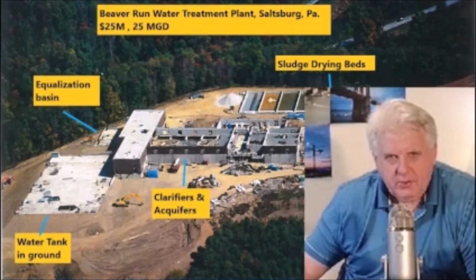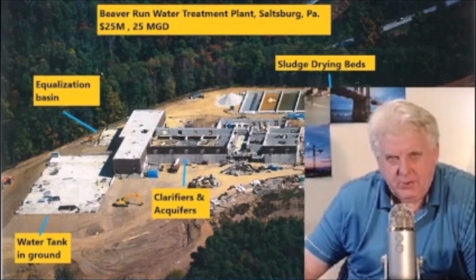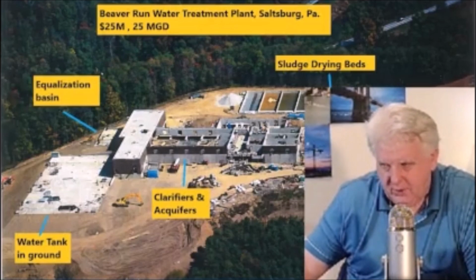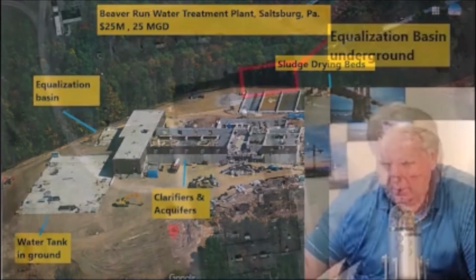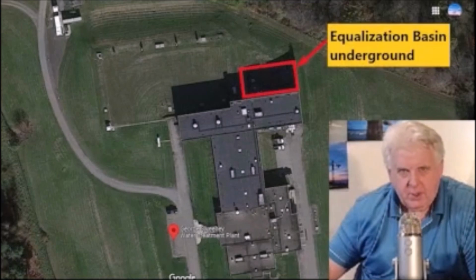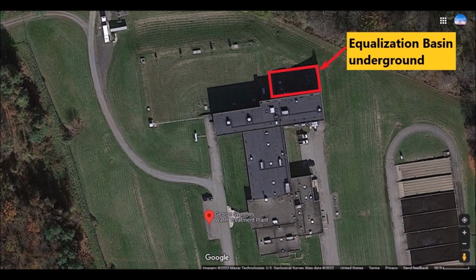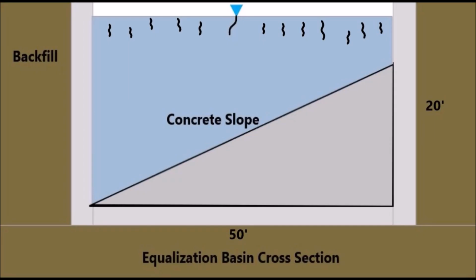The other value engineering suggestion was the equalization basin tank. It was a concrete structure, and you'll see it on the upper left-hand side of the photo there. And the completed structure was underground. This underground concrete structure was 50 foot long by 50 foot wide by 20 foot in height, and had sloped concrete as you see in the interior.